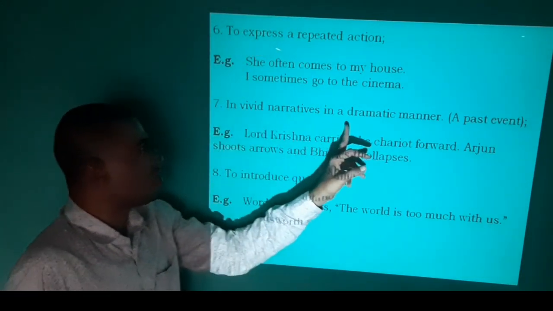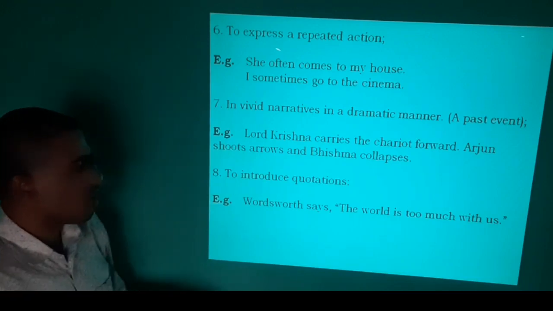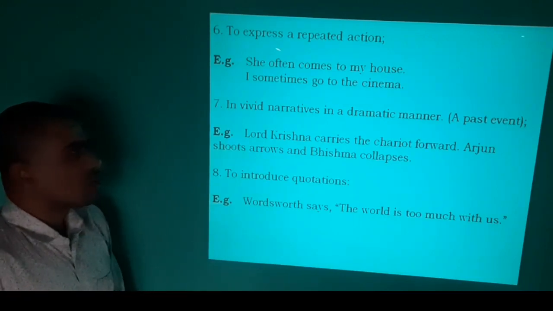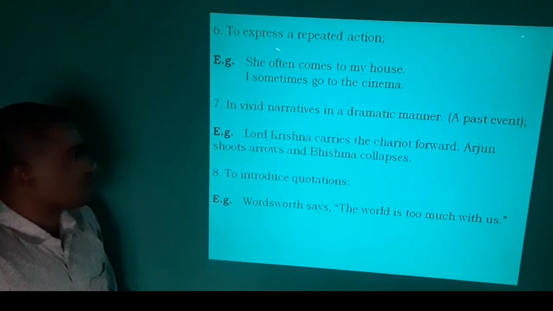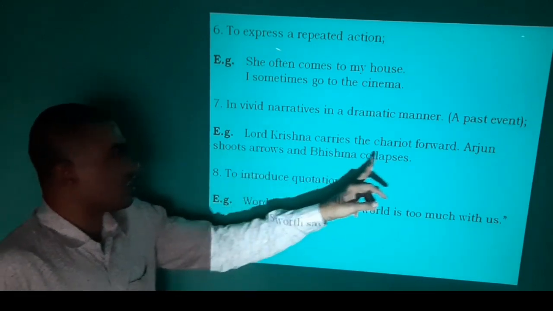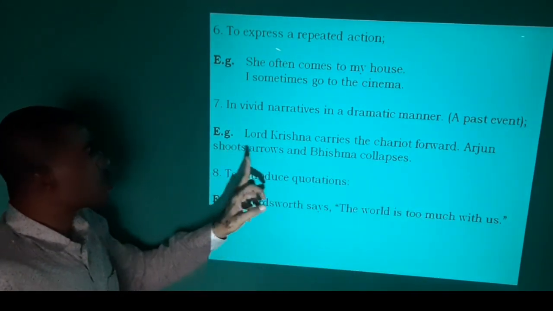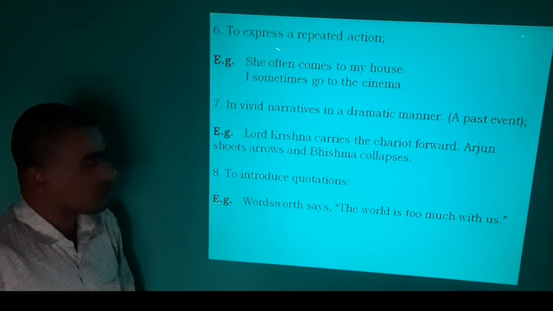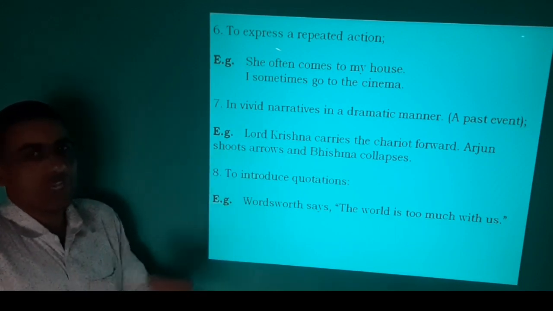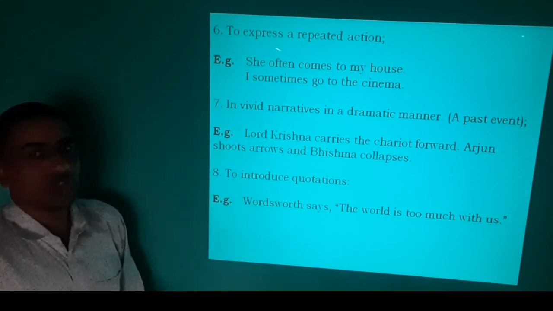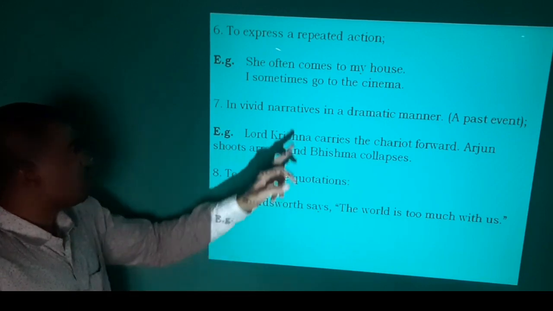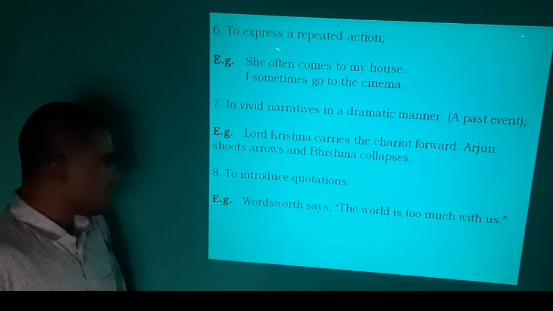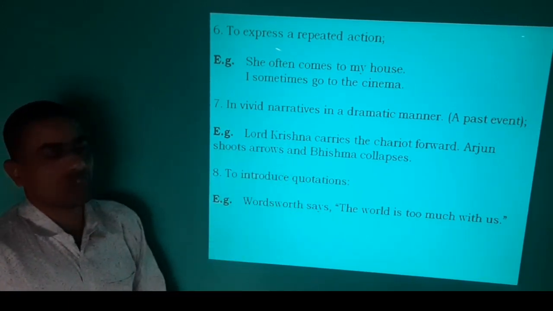In vivid narratives in a dramatic manner. So in vivid narratives, when you talk about a past event, Lord Krishna carries the chariot forward, Arjun shoots arrows and Bhishma collapses. So in vivid narratives, especially to talk about religious events and certain things, we speak in terms of a simple present tense. To introduce quotations.